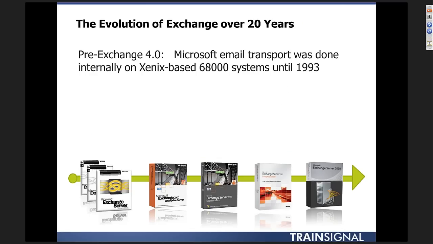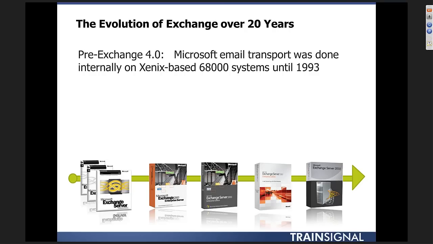Exchange is nearly 20 years old, and it's made some amazing progress over the years. So I don't think it's fair to just jump right into Exchange 2013 without nodding in approval to all of its predecessors over the years. Here we see pre-Exchange 4.0, Microsoft email transport was done internally on Xenix-based 68,000 systems.